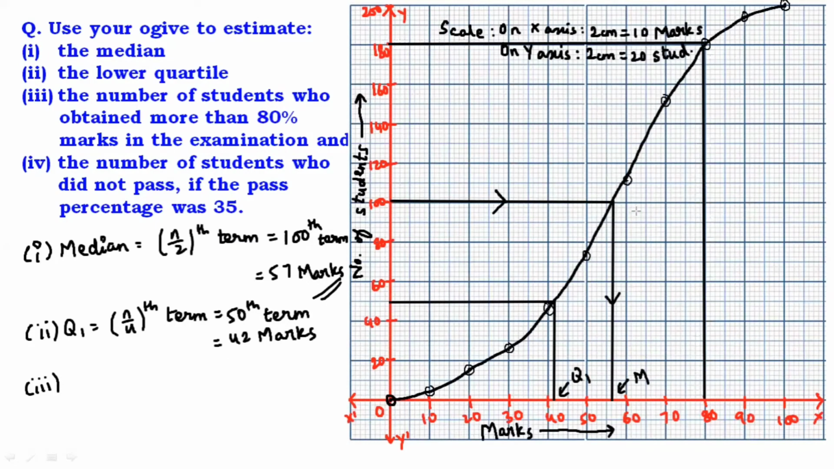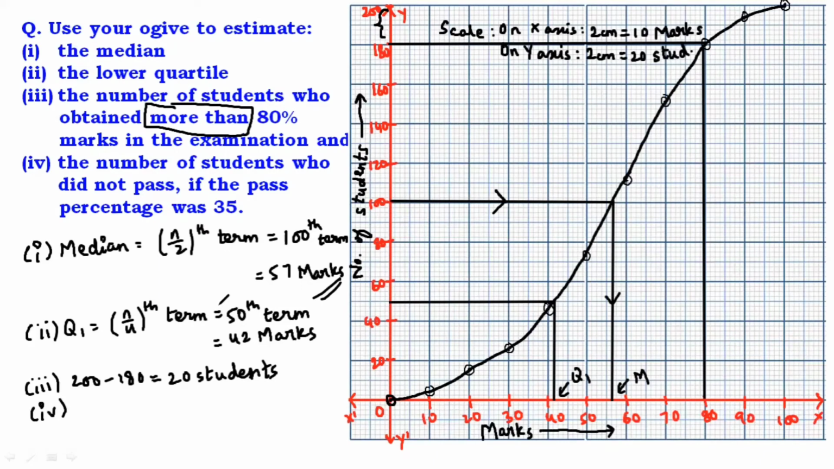Do you realize for 80 the answer is accurate? It is 180 because we have plotted that point 80, 180. So here we can say the number of students who are scoring less than 80 marks is 180. But we want the number of students who are scoring more than 80 marks, and those are the students above 180. So the number of students here is 200 minus 180, that is 20 students who are scoring more than 80 marks.